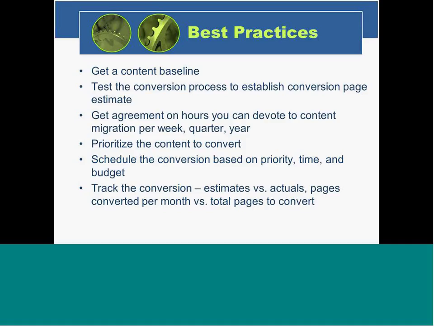It's got quarterly dates as to when content should be converted based on project schedule, and it's got owners assigned to those documents and when they need to be converted. And we are tracking it. We are actively tracking the conversion, estimates versus actuals, and using differences as we should. Pages converted per month versus total pages that we have to convert. So we get a burn down chart of where we started and where we are as we're moving along, which is a good thing. So we're seeing progress, and I think that's the biggest thing that's important.